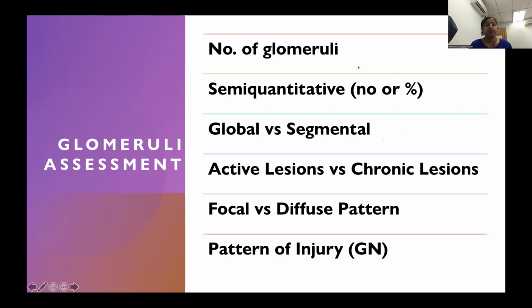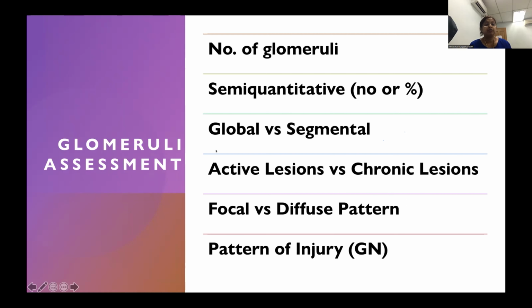So semi-quantitative. Okay, next thing is you need to identify the terminology, global versus segmental. I'm still getting people mixing up these lesions, misdiagnosing global versus segmental and focal versus diffuse. So global versus segmental is within the glom. I'll show you in a diagrammatic manner. And focal versus diffuse is a pattern involving the whole tissue.